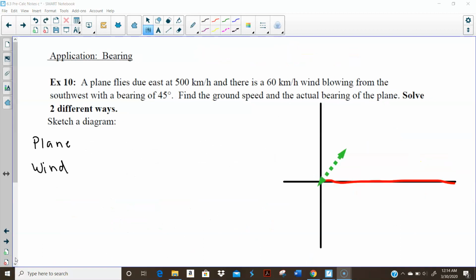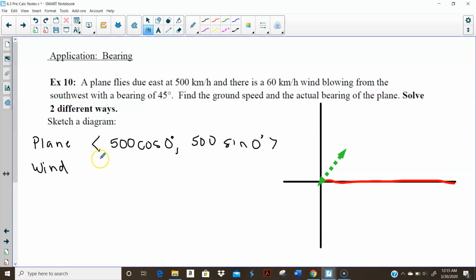Now we have the same problem, but we're going to do it a different way. This time we're going to solve the problem by adding vectors. So the plane vector, how you write a vector in component form is you do the magnitude, which is 500, and it would be the cosine of 0 degrees. And the reason why it's 0 degrees is because the plane's directional angle is 0. It's going east. And then you would put the magnitude, which is 500, and the sine of 0 degrees.